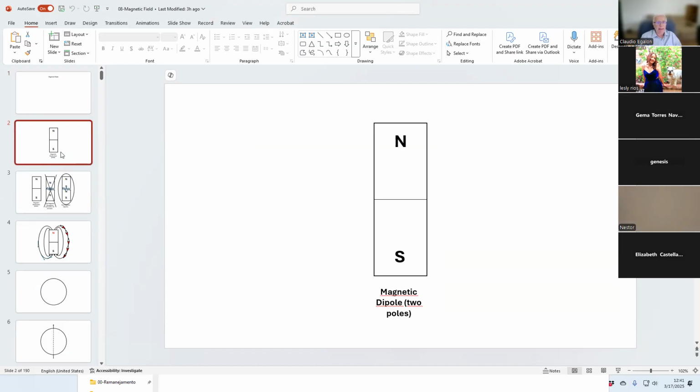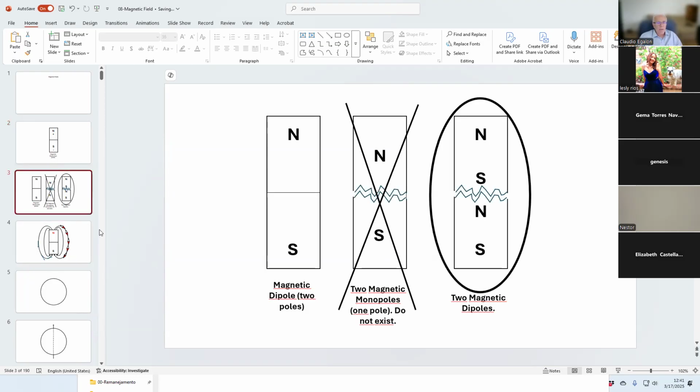Here's an illustration of a magnet, a source of magnetic field, a source of magnetic force. It is what we call the magnetic dipole. By the same token that we have an electric dipole, a combination of positive and negative electric charges, we also have a combination of positive and negative magnetic poles. The north pole is said to be the positive pole. The south pole is said to be the negative pole. Okay?